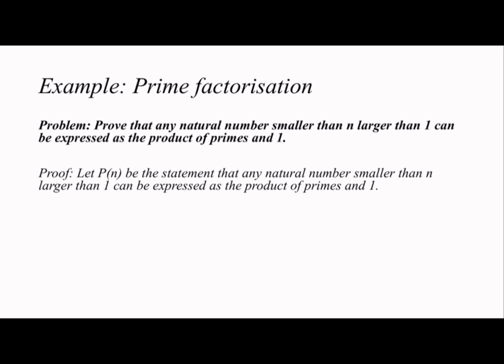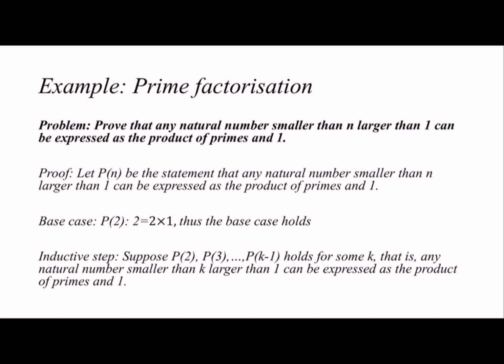So let's say we have the base case P2, and 2 is equal to 2 times 1. Therefore, the base case holds. If you want to do one more, let's say 3 as your base case: 3 equals 3 times 1, and the base case holds, and P4 is 2 times 2, P5 is 1 times 5, etc. That will be our base cases. So we assume that all these statements, P2, P3, all the way to Pk minus 1, hold for some integer k. That is, any natural number smaller than k, larger than 1, can be expressed as the product of primes and 1.